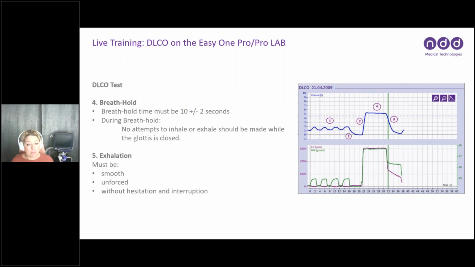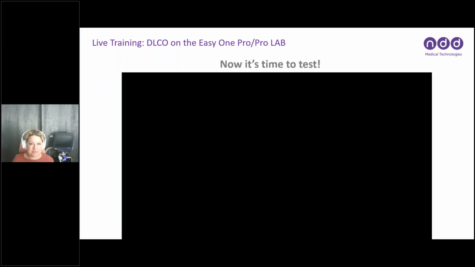Step 4 is the breath hold. It's plus or minus 2 seconds on a 10-second breath hold. We want to make sure that this is a real breath hold, no attempts to inhale or exhale, no breathing through their nose, making sure that it does look really like a plateau. And then, of course, step 5, a nice relaxed exhalation that is smooth, unforced, and without hesitation, as soon as the countdown hits 0.